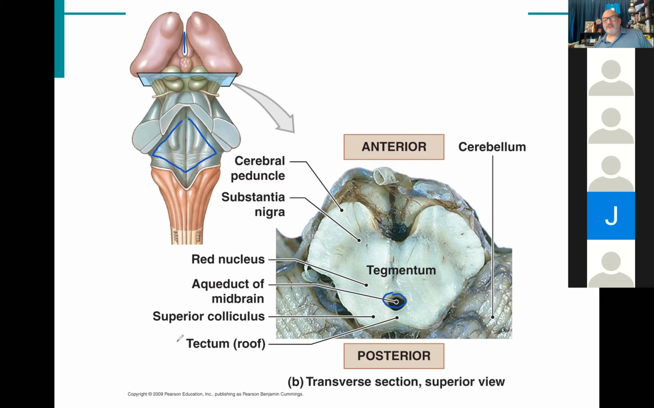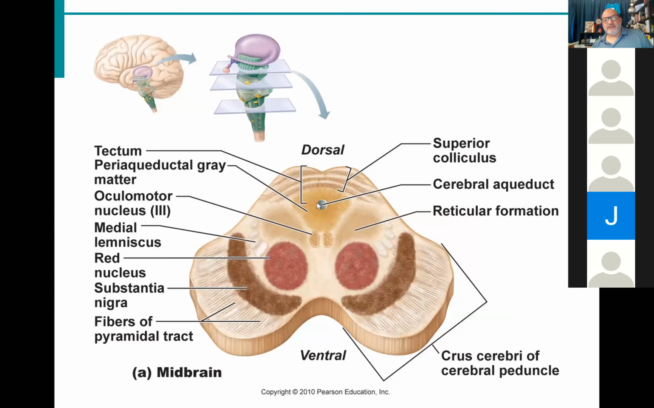This is known as the cerebral aqueduct, or the aqueduct of the midbrain. Aqueduct, of course, is a passageway for fluid, right? Southern California uses aqueducts to steal water from us northerners, right? So we have that there, and we see that example of it here. And we also see that, again, aqueduct of the midbrain or cerebral aqueduct, both of those are acceptable terms.